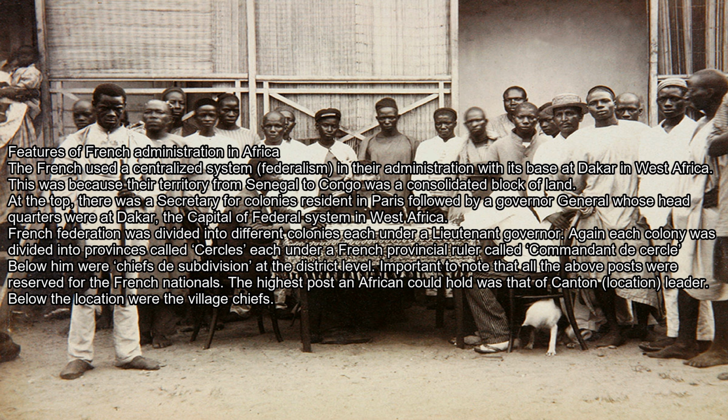The French Federation was divided into different colonies, each under a lieutenant governor. Again, each colony was divided into provinces called circles, each under a French provincial ruler called commandant de cercle. Below him were chefs de subdivision at the district level. Important to note that all the upper posts were reserved for French nationals. The highest post an African could hold was that of canton or location leader. Below the location were the village chiefs.